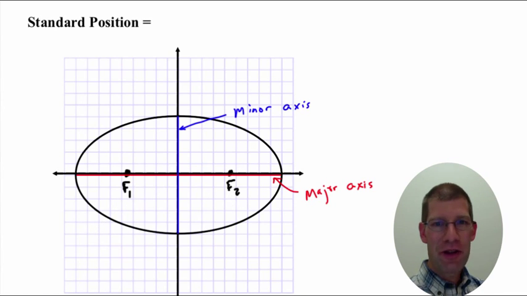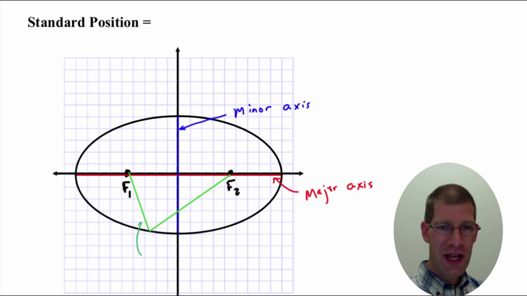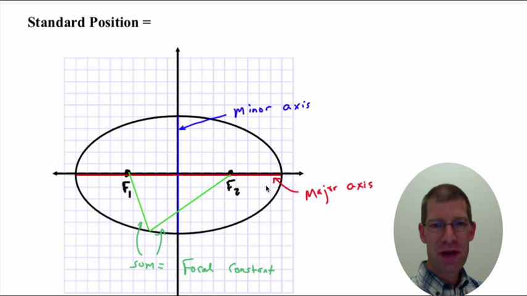The distance now, this is kind of like my pink string, for any point on my ellipse, I should be able to say the distance from one focus plus the distance from the other focus to that point, those two together are going to give me my focal constant. So the sum of those, added together, equals the focal constant. And that is going to be the same as the major axis.